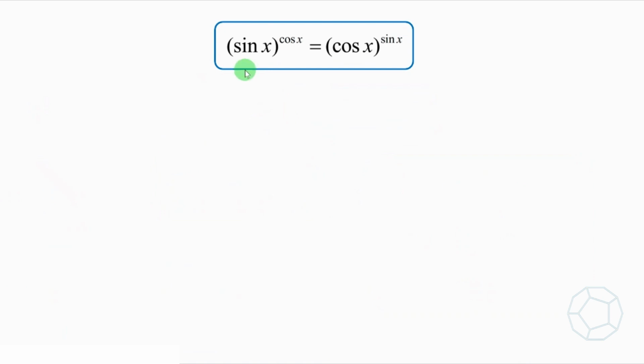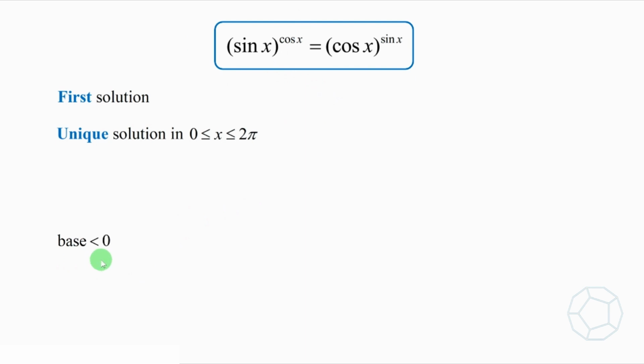Today we're going to solve this fantastic exponential and trigonometric equation. I'm going to show you the first solution. Then I will prove that this is the unique solution in the range of 0 to 2 pi. Because we have exponential functions, let's check the base first. If it's negative, then we may have an imaginary number.